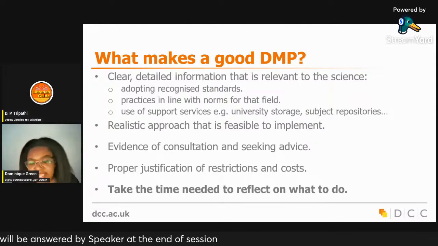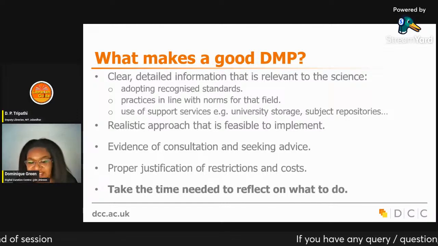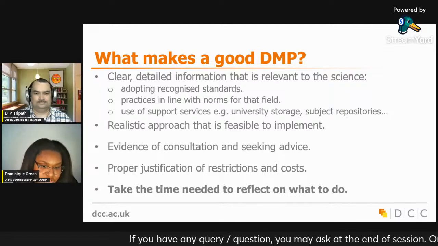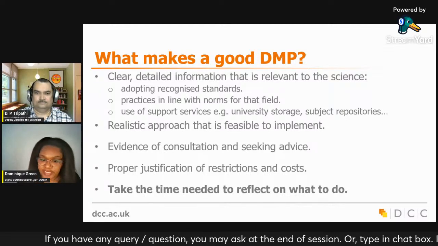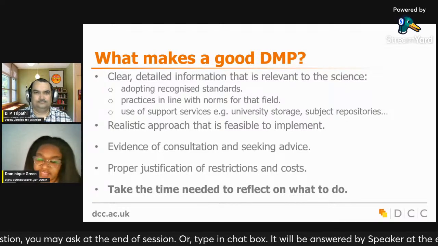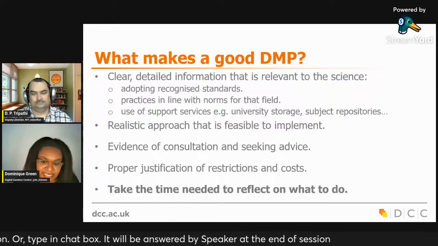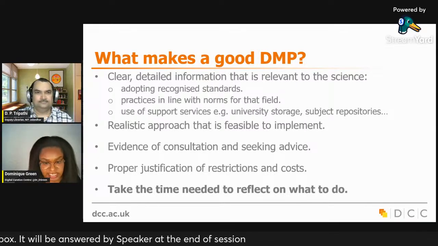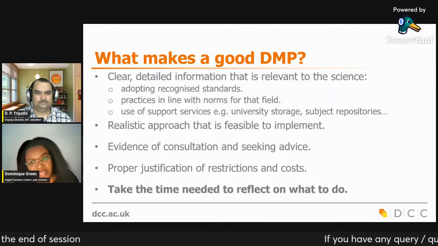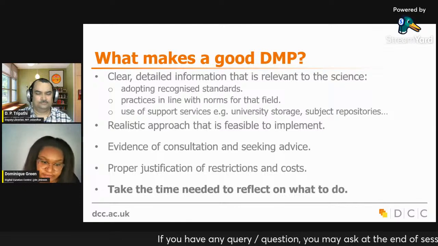If there are recognized standards in their research area, you should really encourage the researcher to use it because it will increase the value of their data because they'll be allowing interoperability of the data. And when I say interoperability, I mean that the data can be easily retrieved, easily processed, easily reused because other people in the same subject area are using the same standard as well.